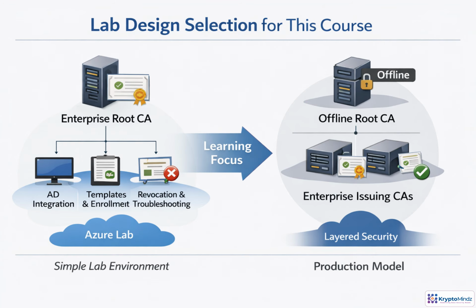For this course, we're trading some security realism for clarity and speed. We'll run everything from a single enterprise root CA so you can focus on the mechanics, integrating with Active Directory, configuring templates, handling enrollment, and practicing revocation and troubleshooting. In real production, you'd almost always separate duties with an offline root and one or more issuing CAs. Keep that distinction in mind as we work through the labs.